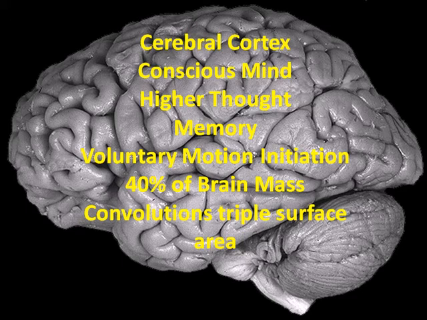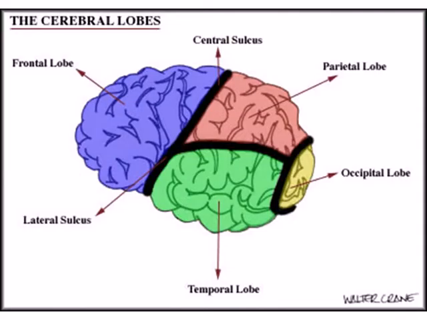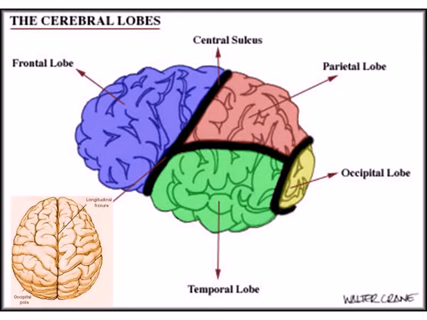The elevated ridges of the cerebral cortex tissue are called gyri. The gyri are separated by shallow grooves called sulci. Sulci separate the brain into distinct functional regions known as lobes. They are the frontal, parietal, temporal, and occipital lobes. There are two cerebral hemispheres. A deep sulcus known as the longitudinal fissure separates the right and left hemispheres.